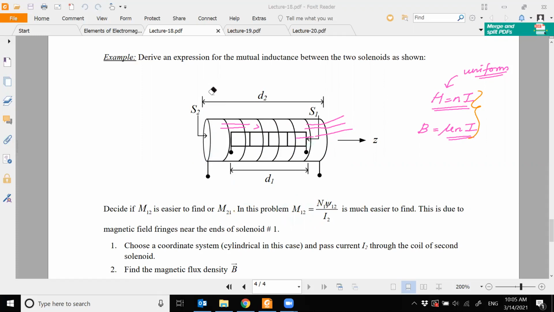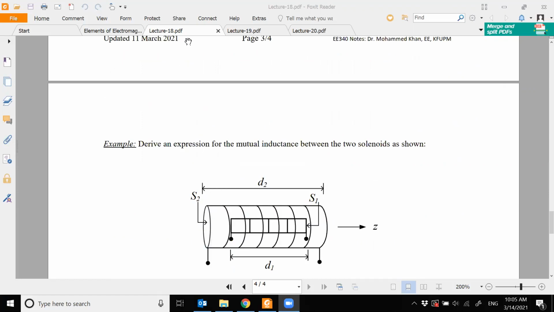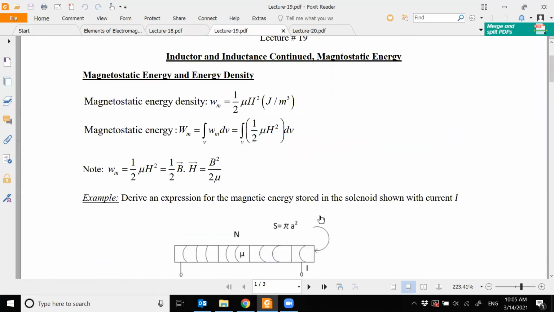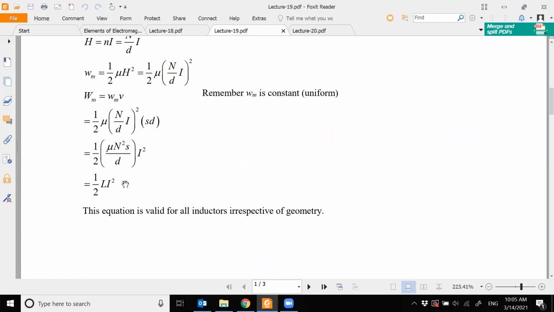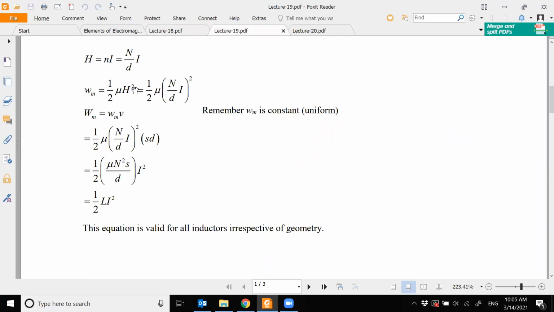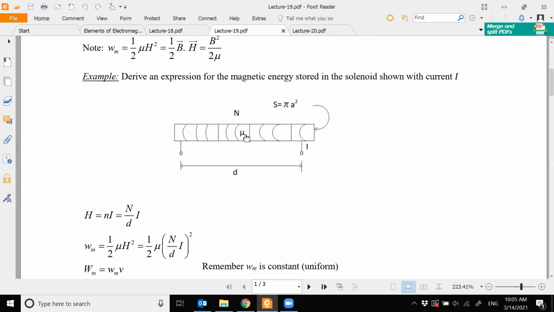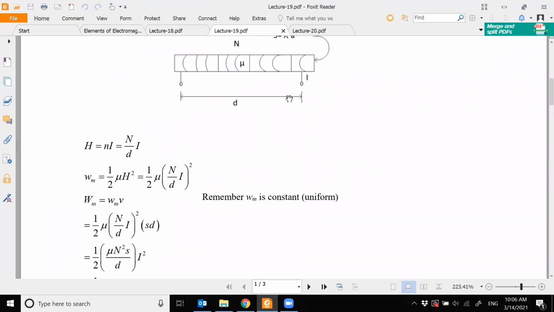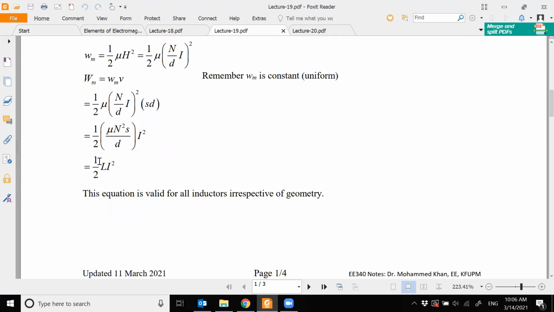So whenever a problem comes to you, you need to think about the easiest way and then use it. Okay, now let's go to the next lecture slide, which is 19. Here we already looked at the energy, and we saw that the energy stored in an inductor is half L I squared. We did this for a solenoid, and in fact, as I told you, this is valid for any type of geometry, and we have been using it in our electric circuits as well.